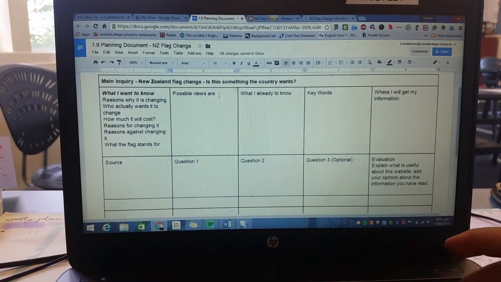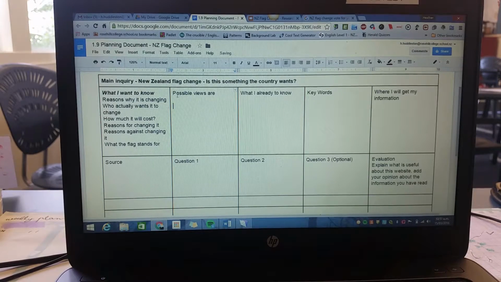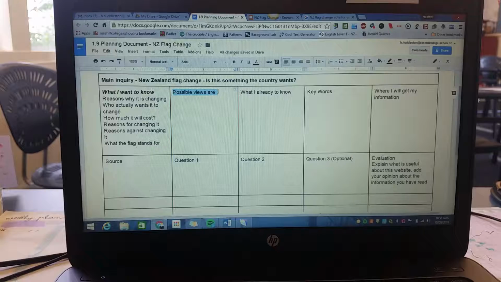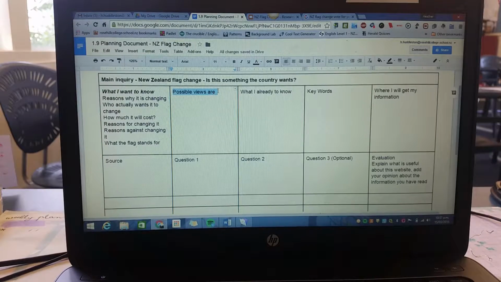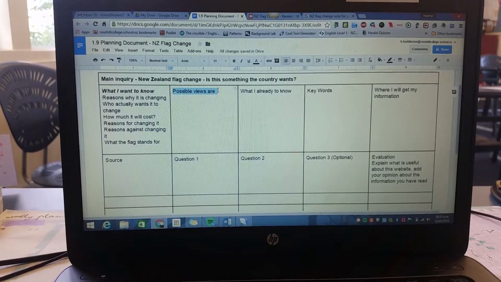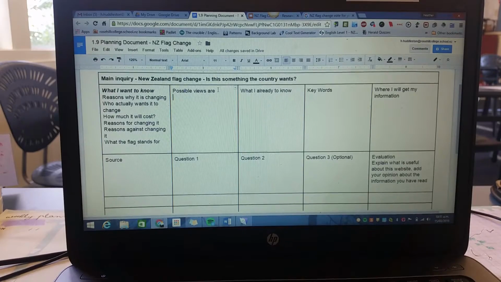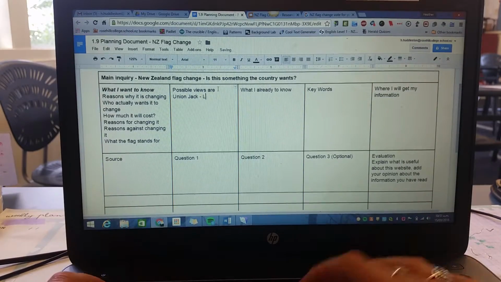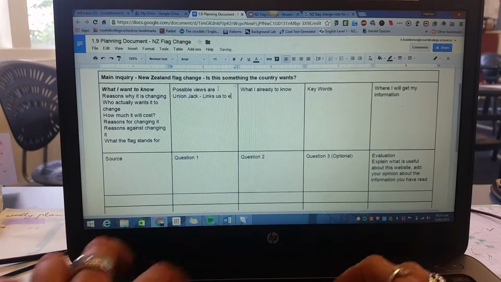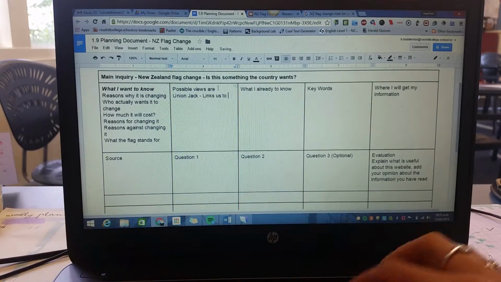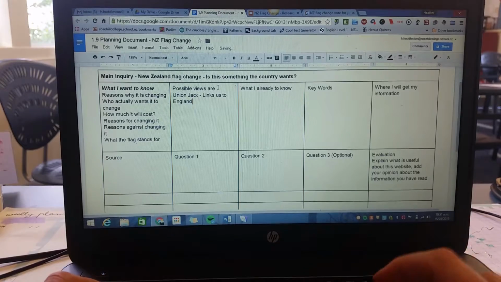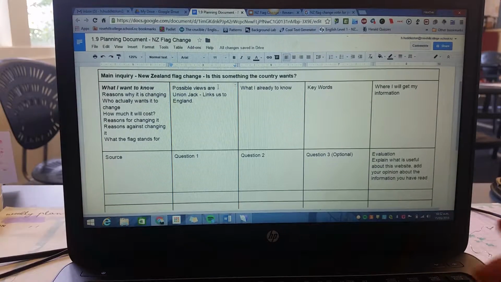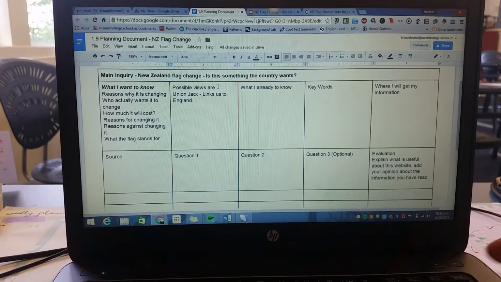And then the next one, some possible views are. This is where you think about what are some views or opinions that people might have about your topic to get you thinking. So some people might say that it has got the Union Jack on it, links us to England, with a capital E. This is because we are in the Commonwealth and it shows our allegiance to the Queen. Now, this could be a good thing and a bad thing.